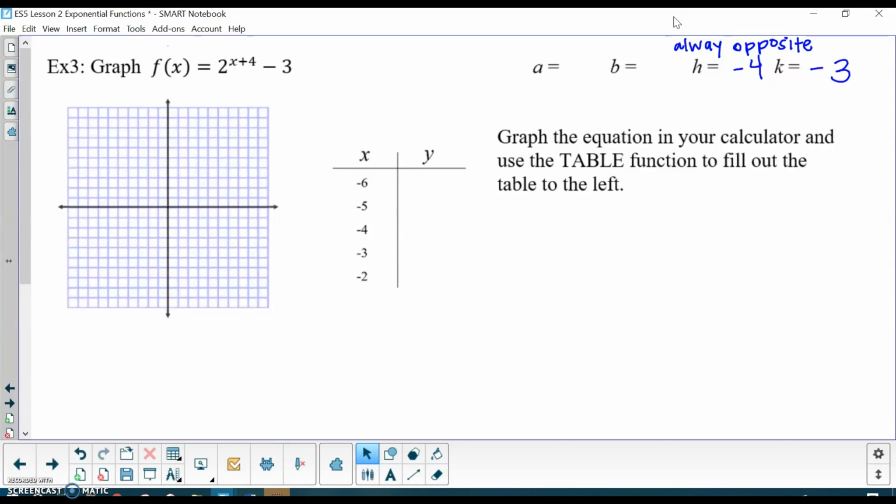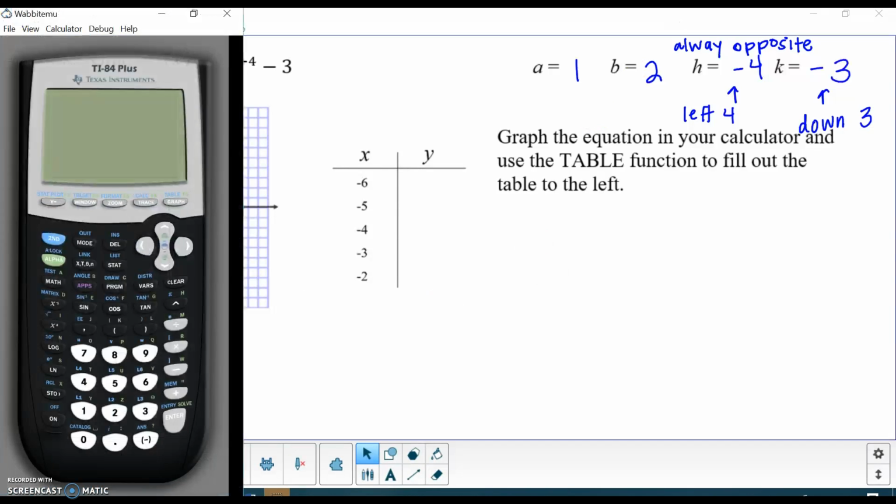B is the base of our exponent, which is 2. And A is whatever is being multiplied by that base. So it's 1 in this case. So this -4 tells us we're going to shift left 4. And this -3 tells us we're going to go down 3. Okay, so instead of being centered at the origin like the rest of our graphs were, that centering is actually going to go down 3 and left 4. So that'll be the middle of it.